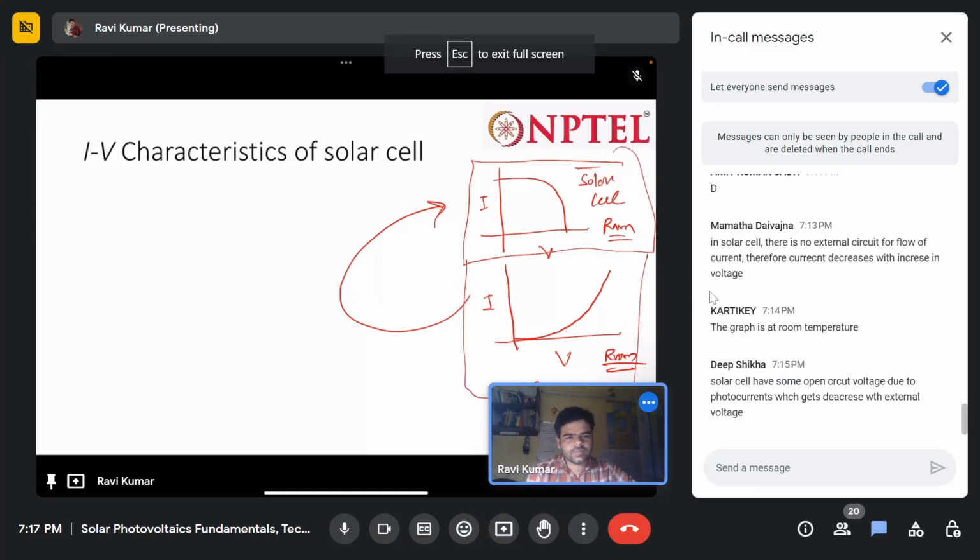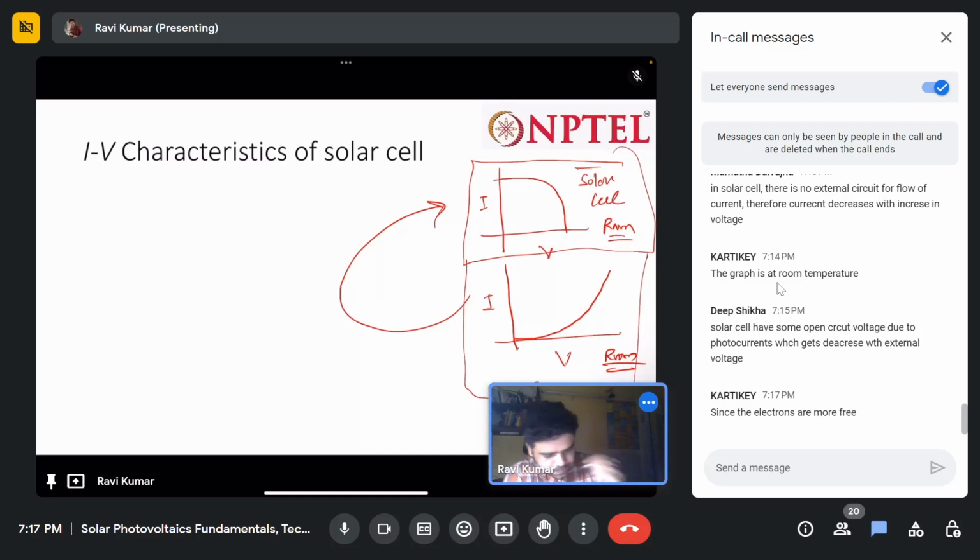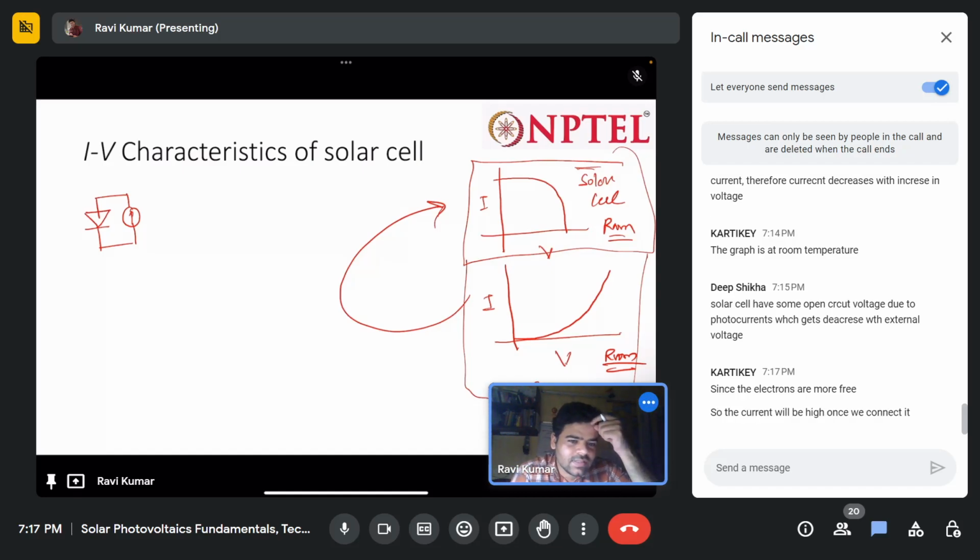Okay, so let me tell you. No responses. Okay. See, this is a semiconductor, and we are applying an external power supply here. Since the electrons are more free, the current will be high once we connect it.